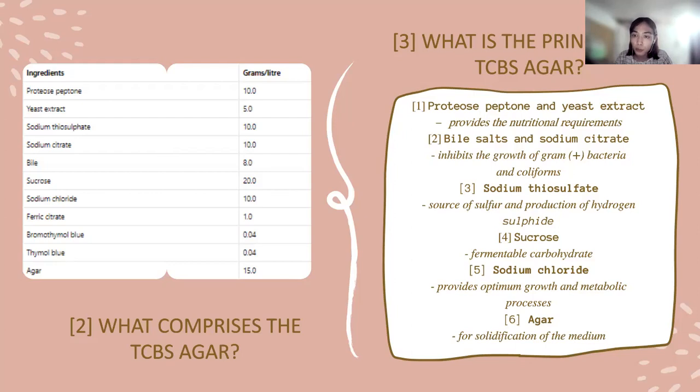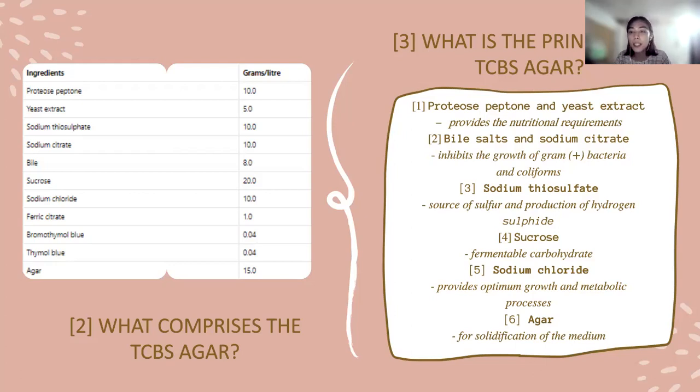So next, we move to the sodium thiosulfate on number 3. It is the source of sulfur and production of hydrogen sulfide. So this is a good source of sulfur, as it was mentioned a while ago. And the sulfur produced from this sodium thiosulfate, in combination with the ferric citrate, detects the production of hydrogen sulfide, which is also used by our microorganism in undergoing metabolic processes.